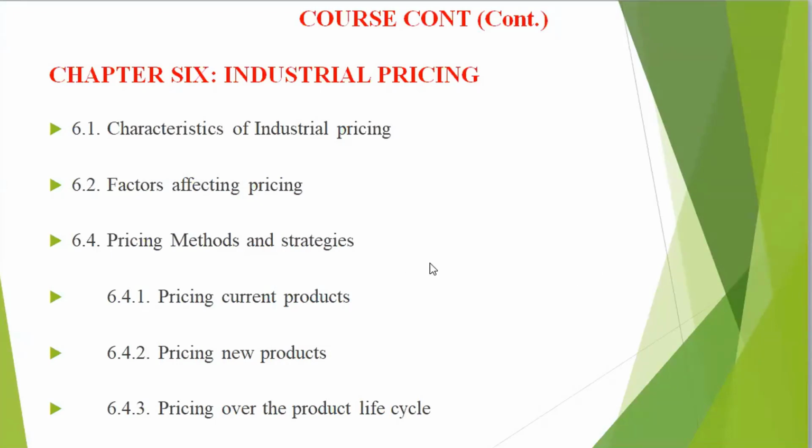When we set a price for a particular product, you have to consider different factors. Consider the payment ability or the demand for the product. You can also consider the competitor's price. The competitor's price is one factor. The psychological makeup of the purchaser. All these things should be considered in industrial pricing.